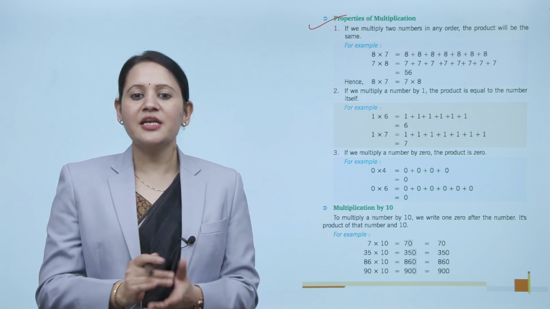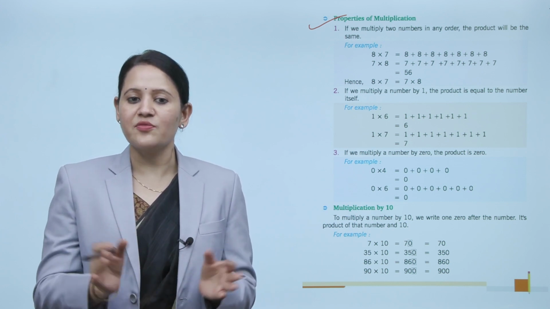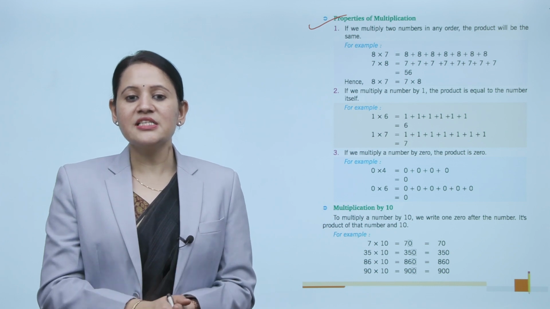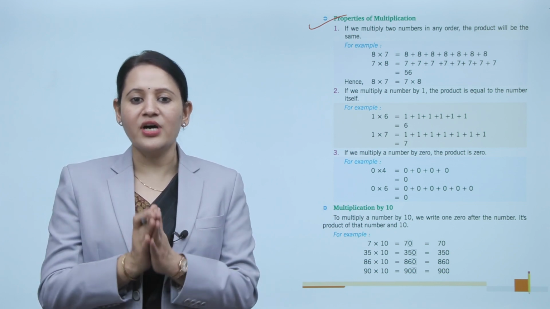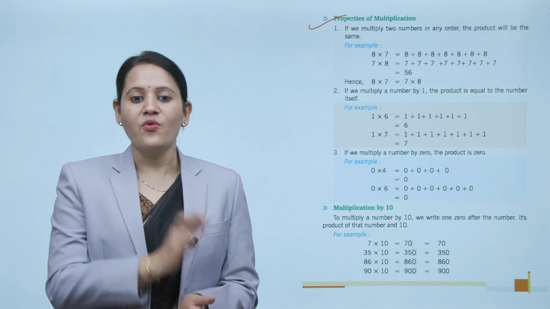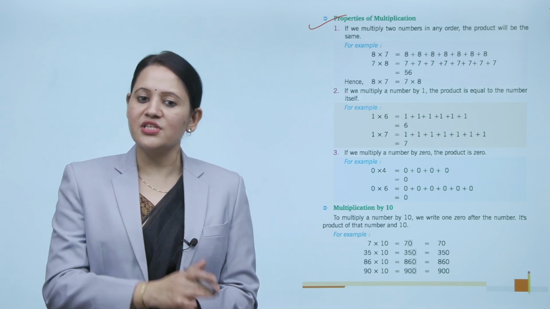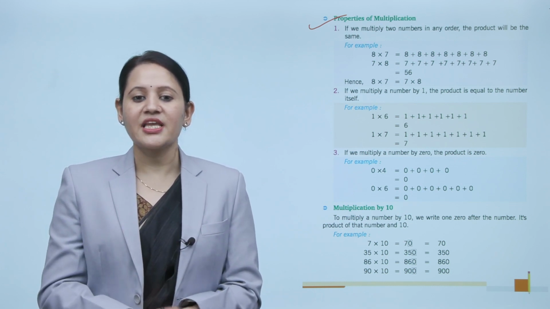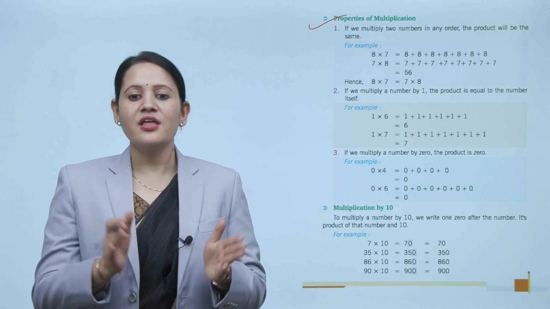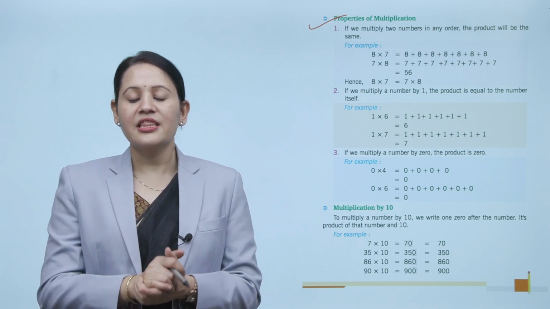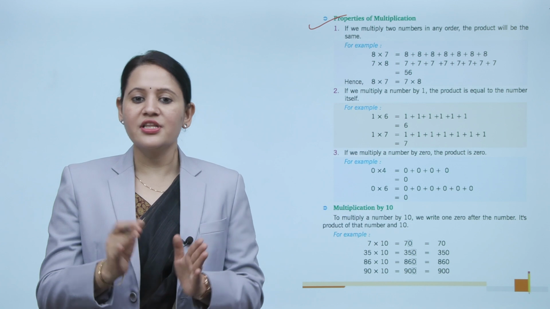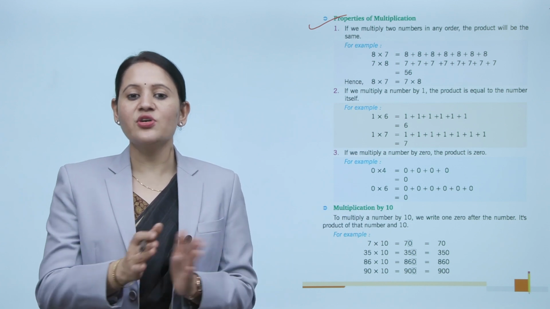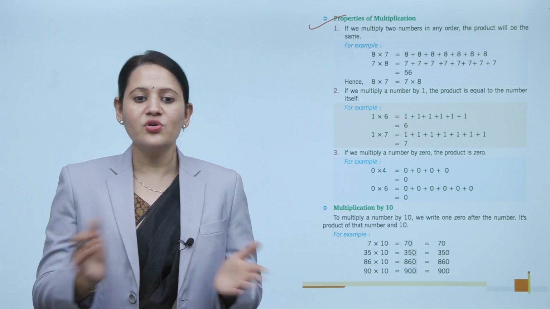If we multiply a number by 1, the product is equal to the number itself. That means if we multiply any number with 1, we'll get the number itself. 1 into 6, that is 6. 1 into 7, that is 7. If we multiply a number by 0, the product is 0. That means 0 into 4 is 0, meaning 0 is added 4 times, that is equal to 0.